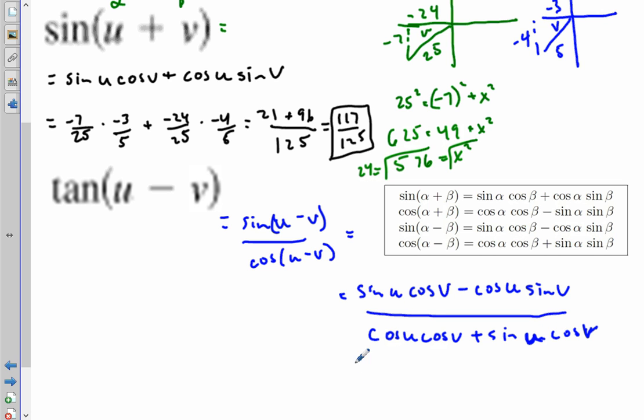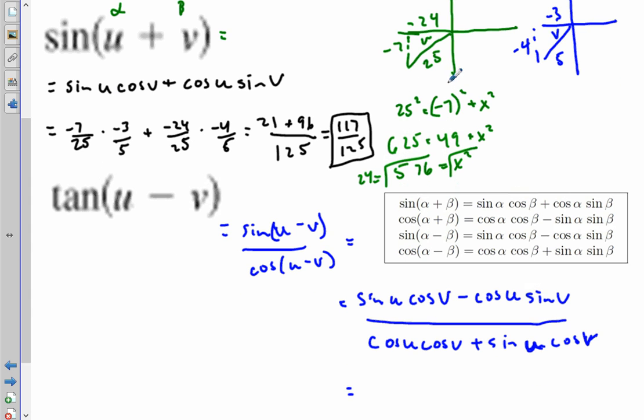We can look at our values and we can multiply those through. And so sine of u is going to be, what is u? This is u, right? Yes, this is u, so we can see it, and this is v, just so we know. Sine of u is going to be negative 7 over 25 times cosine of v. Cosine of v is going to be negative 3 over 5. That's going to be minus cosine of u, which is going to be negative 24 over 25. And that's going to be sine of v, which is going to be negative 4 over 5.